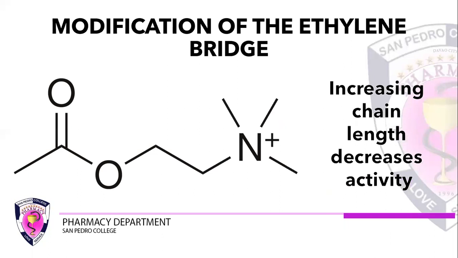Okay, next, we have the modification of the ethylene bridge. This is the one in the middle. The ethylene bridge is composed of 2 carbons. Their suggestion was to modify it by increasing the number of carbons, increasing chain length. But the problem was that increasing chain length decreases the activity of the molecule. So this one is rejected.